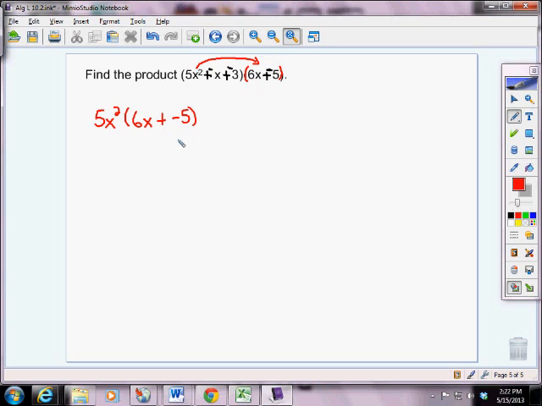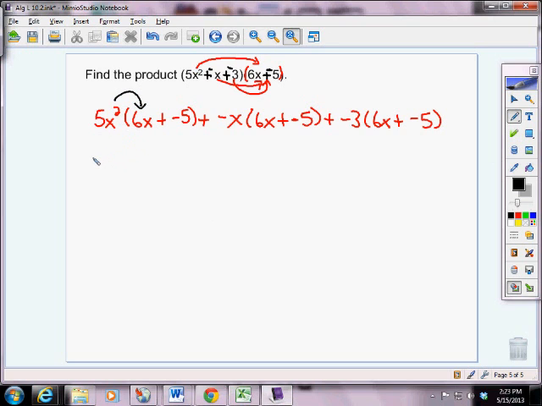I'm going to go negative x. Don't forget to put your plus on here. Everything's addition. Negative x times the quantity 6x plus a negative 5, plus negative 3 times the quantity 6x plus a negative 5. So I took each one of the terms in the trinomial and I'm multiplying each one of them by the binomial. Now use our distributive property.